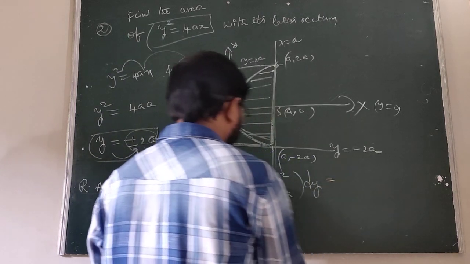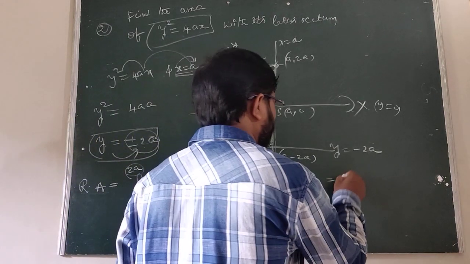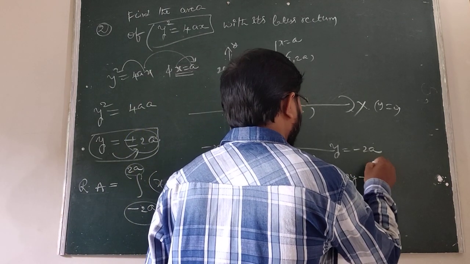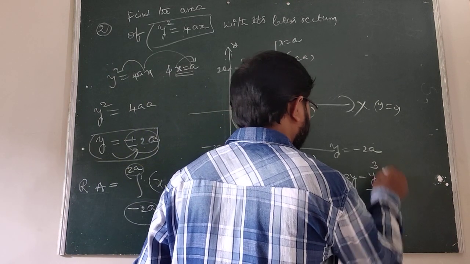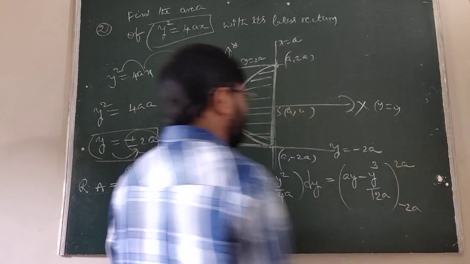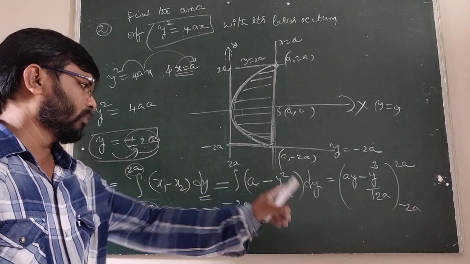Therefore, now we write the integral. All of you listen here. We have the integral of a into 1 into dy. That is, 1 into dy is y, so ay. Now this is minus y cubed by 12a. The limits are minus 2a to 2a. This is ay, and this is y cubed by 12a.